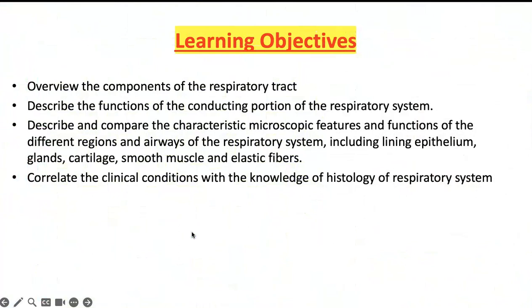So the learning objectives are to overview the components of the respiratory tract, describe the function of the conducting portion of the respiratory system, and then compare the characteristic microscopic features and function of the different regions and airways of the respiratory system, including the lining epithelium, the glands, cartilage, smooth muscle, and elastic fibers. And we'll speak about any correlated clinical conditions with the knowledge of the histology of the respiratory system.